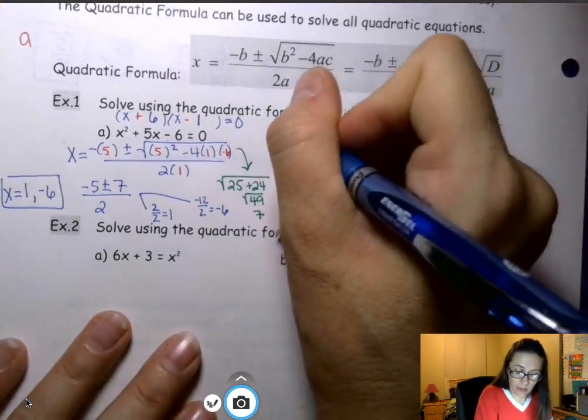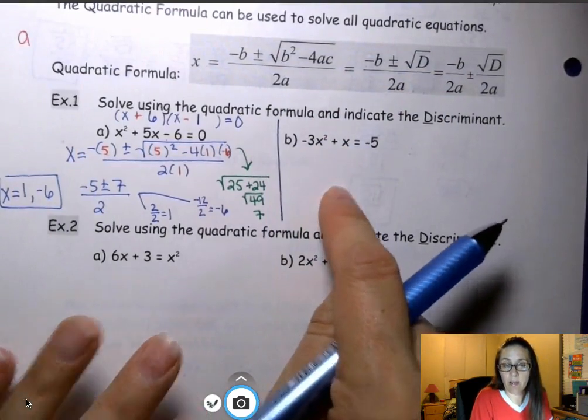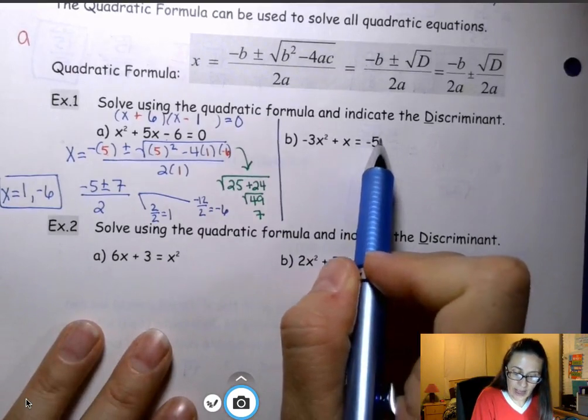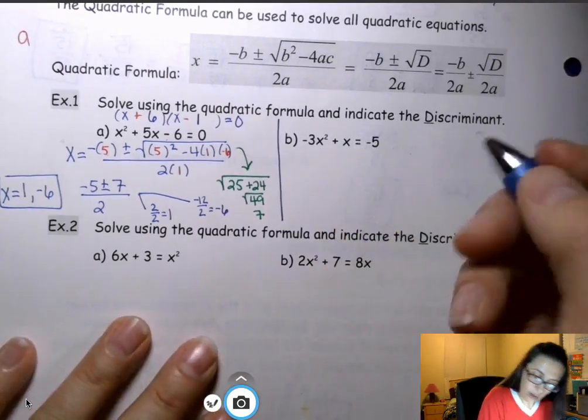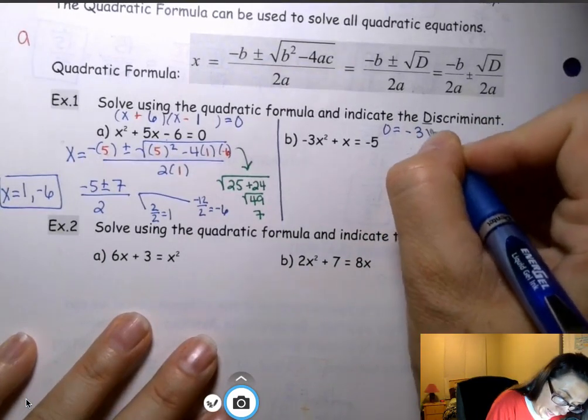I'm going to pause my screen. You should pause and see if you can set this one up. First, my first hint is that you need to get it set equal to 0. So you're going to add 5 over here. So really you're going to have 0 equals negative 3x squared.